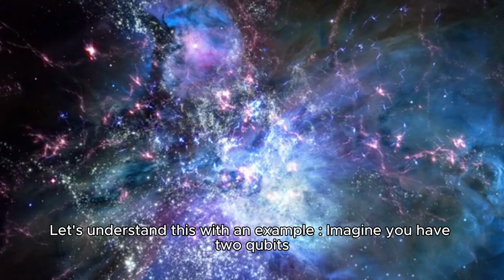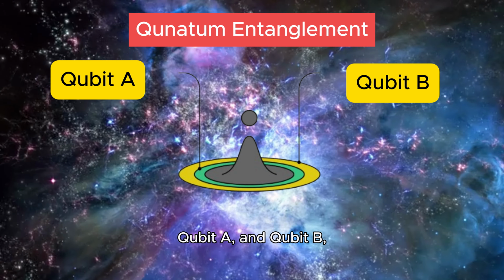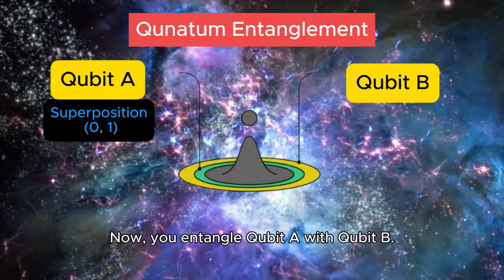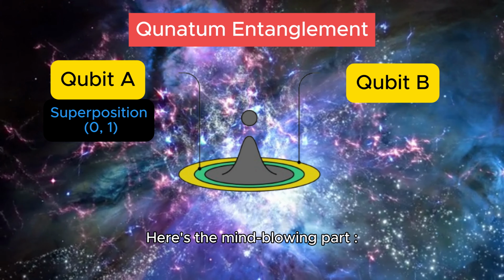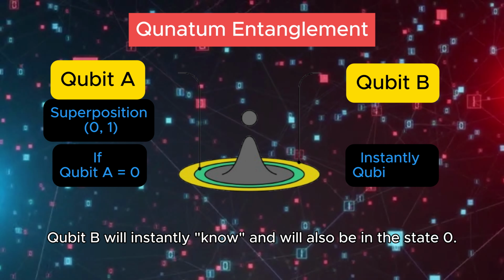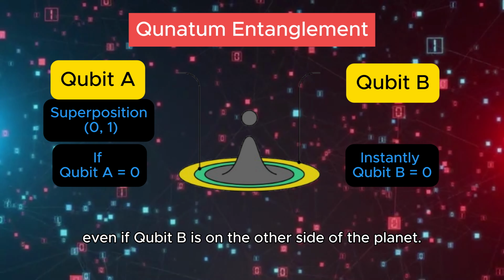Let's understand this with an example. Imagine you have two qubits, qubit A and qubit B. You put qubit A in a superposition of 0 and 1. Now, you entangle qubit A with qubit B. But here's the mind-blowing part. If you measure qubit A and find it in the state 0, qubit B will instantly know and will also be in the state 0, even if qubit B is on the other side of the planet.